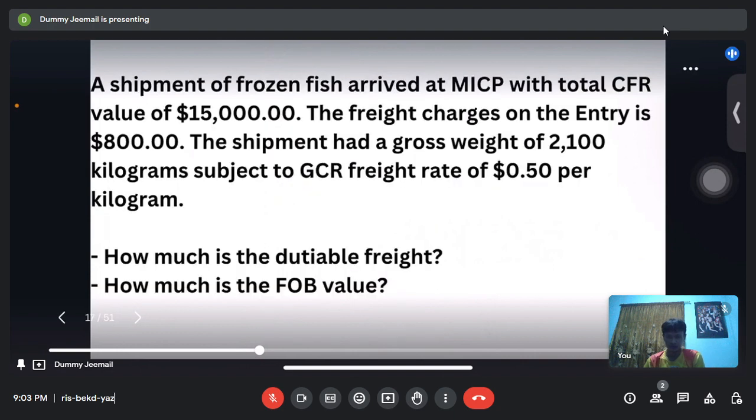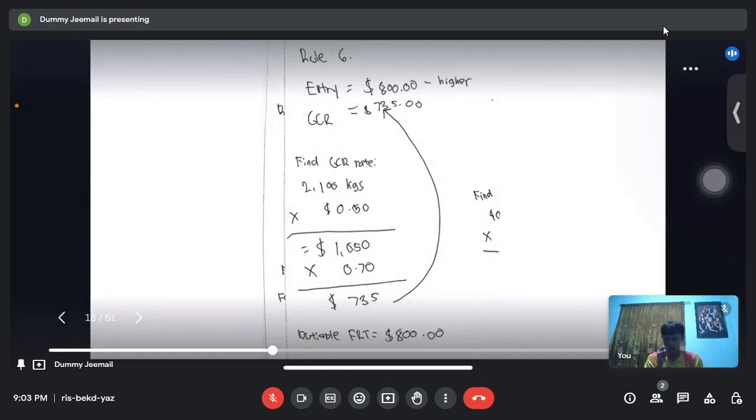To get our dutiable freight, we have to multiply our total gross weight by the GCR rate. 2,100 kilograms times 0.50, we will get $1,050. Since we have both, this should be multiplied by 70%. If you only had the GCR rate, you wouldn't need to multiply by 70%. But since we also have the entry, we have two choices, so we multiply by 70%. $1,050 times 70% is equal to $735.